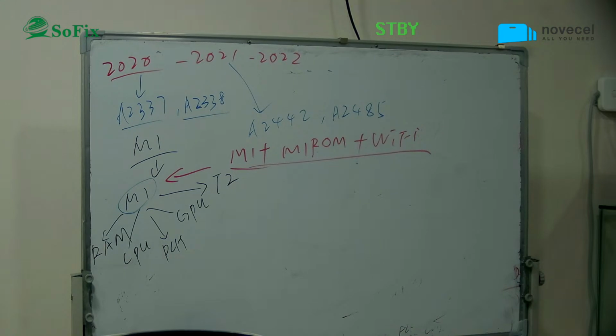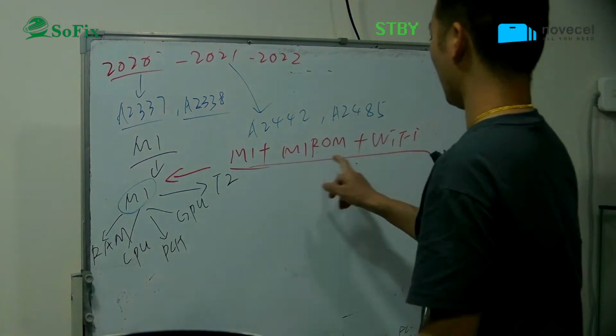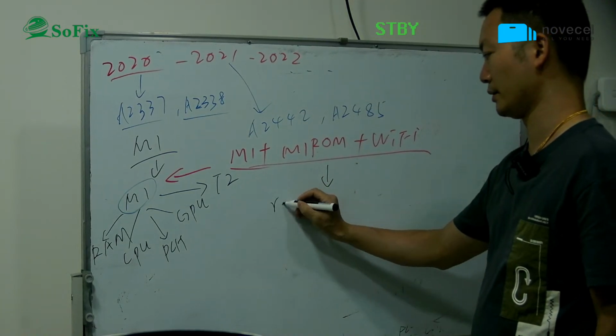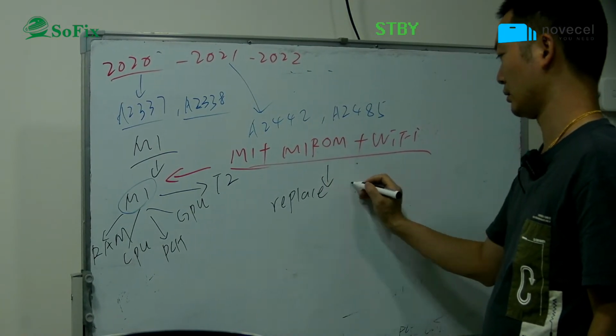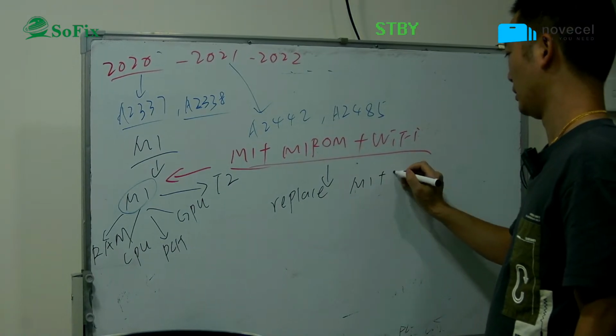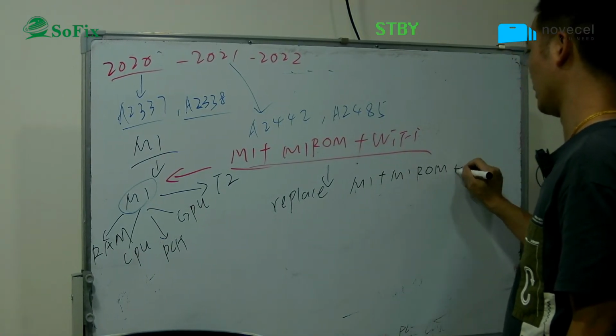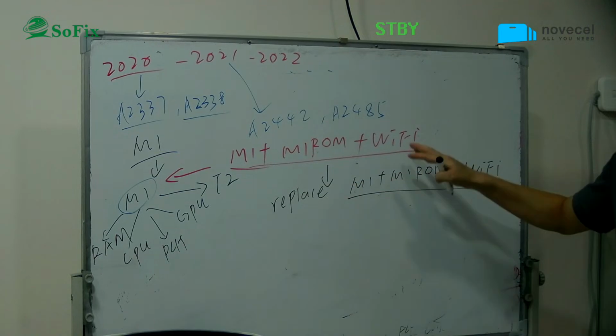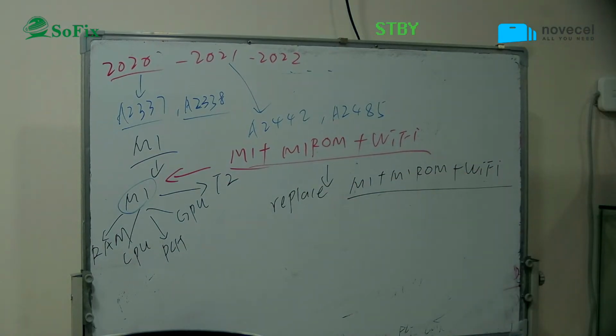Different T2 and T1 models. M1 Pro, and the Wi-Fi. So if you want to unlock the activation lock, you must replace the M1 ROM and the Wi-Fi chip, because these hold the data together. So different model, the repair method is also different.